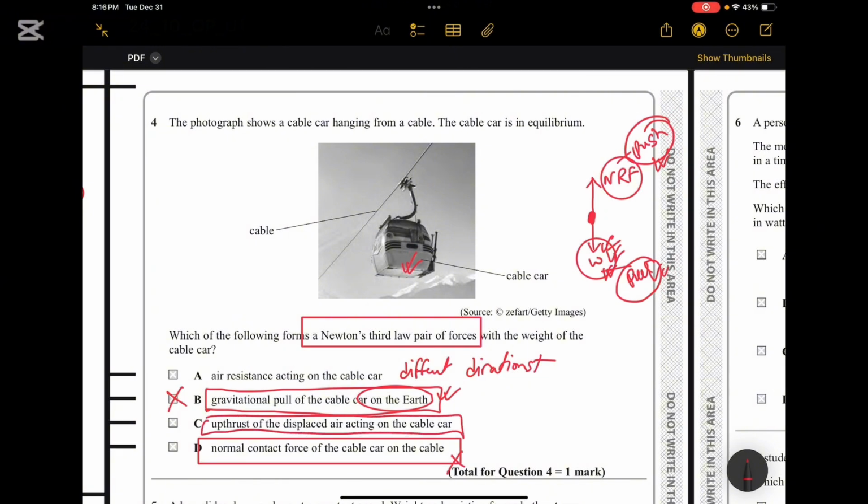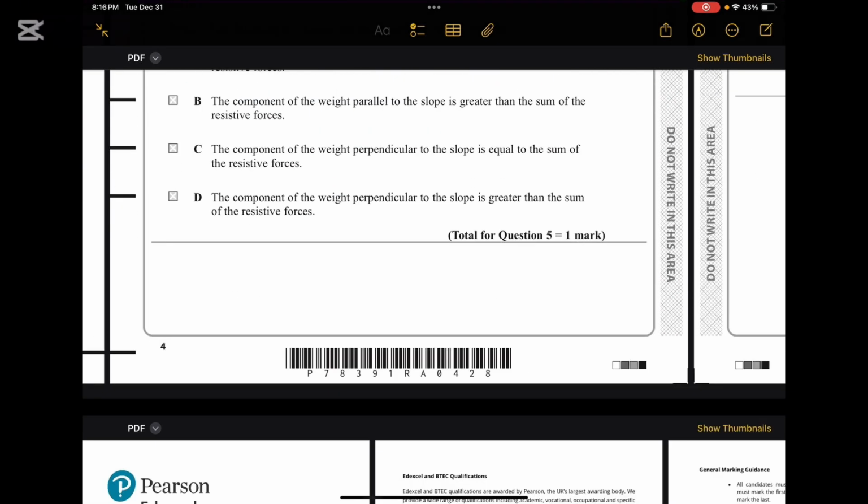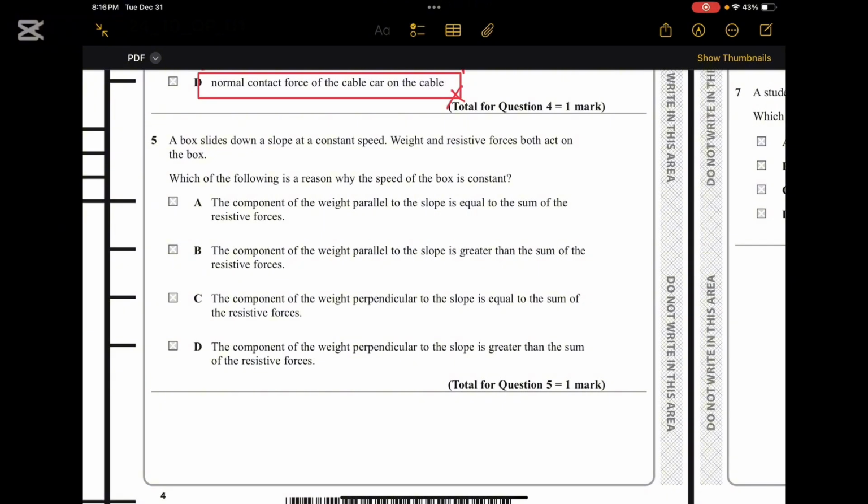Why is upthrust not our answer? Because they are not of the same type or magnitude. So we are done with question number 4 as well. Now moving forward to question number 5.